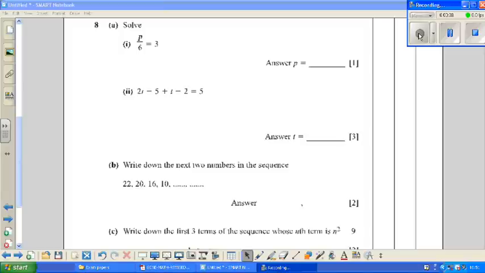Okay, there's question 8a, b and c. So if you want to stop the video and have a go at those first, and then we'll go through the solutions in a minute.